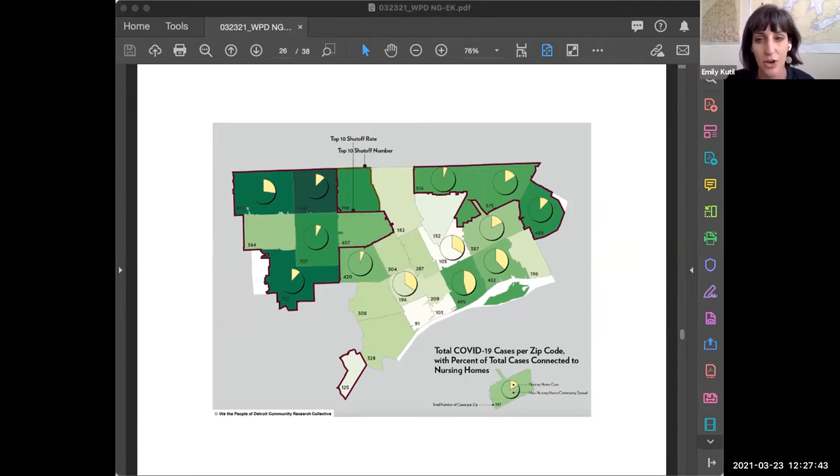We can see that the largest COVID outbreak in the city in terms of number of cases happened on the west side, right in the center of the shutoffs. So this practice of mass water shutoffs is incredibly dangerous, putting our most vulnerable population in the city at risk in the midst of a pandemic.